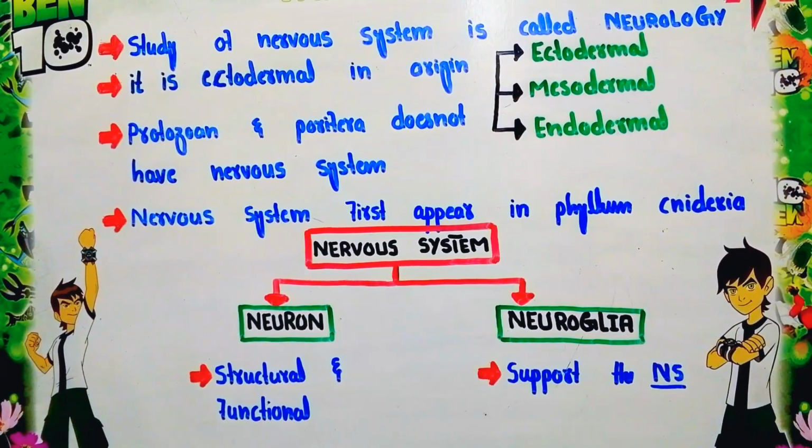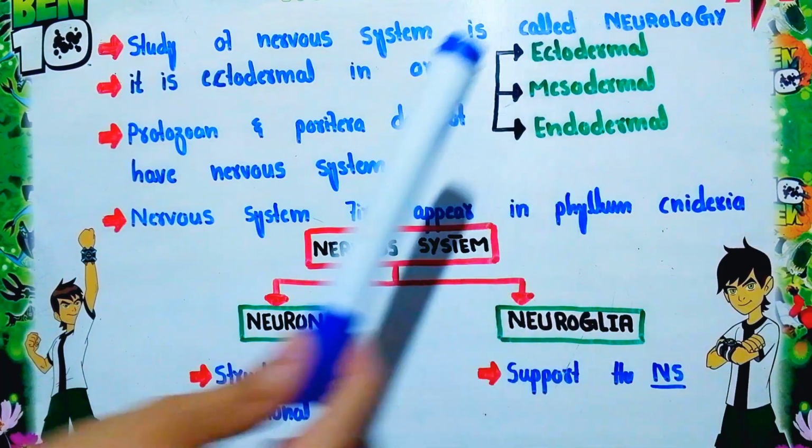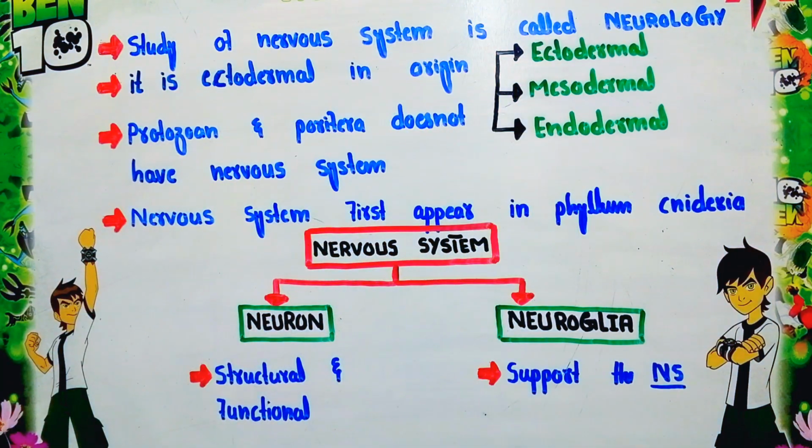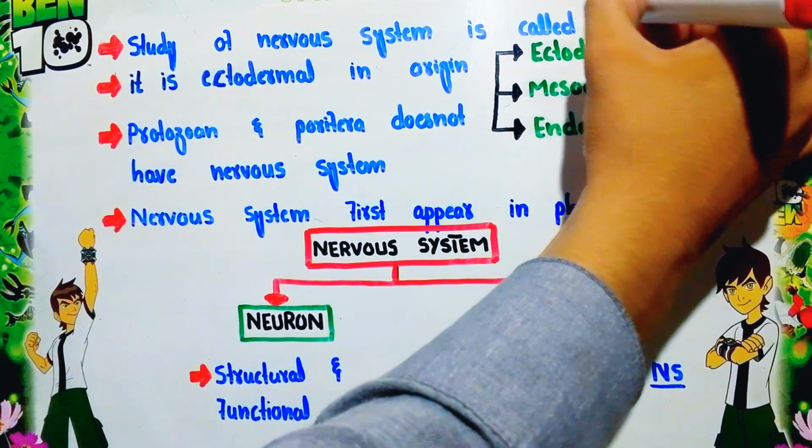Now we will discuss some points that are mainly related to our nervous system. The first point is the study of the nervous system, which is called neurology. Neurology is basically the study of our nervous system.